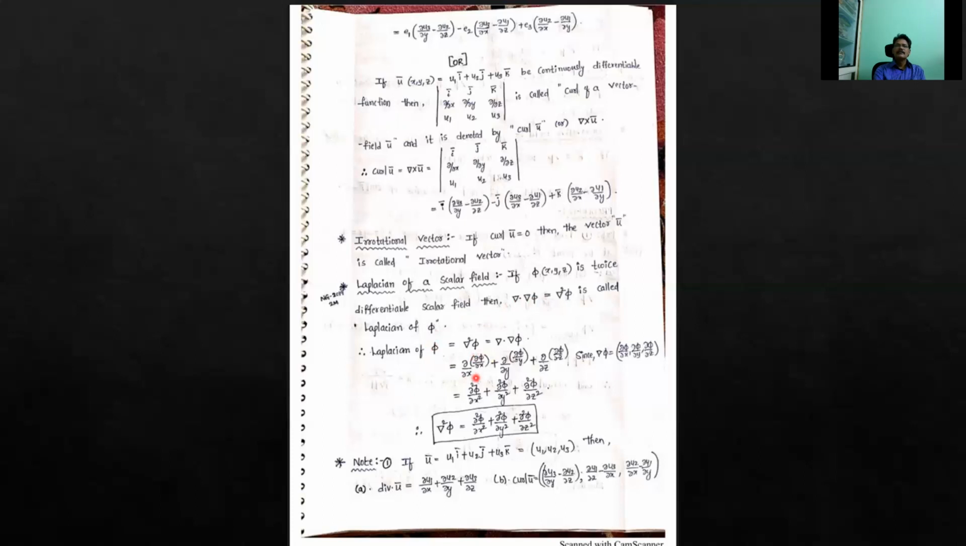Since del phi is (∂phi/∂x, ∂phi/∂y, ∂phi/∂z), what is that? It is ∂phi/∂x, ∂phi/∂y, ∂phi/∂z. You know that divergence means differentiating the first component with respect to x, the second with respect to y, and the third with respect to z.